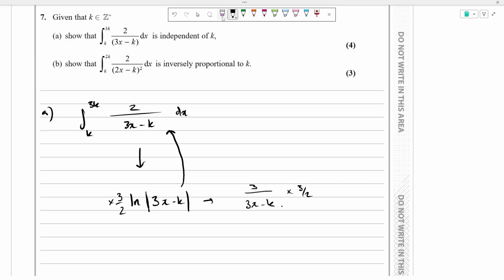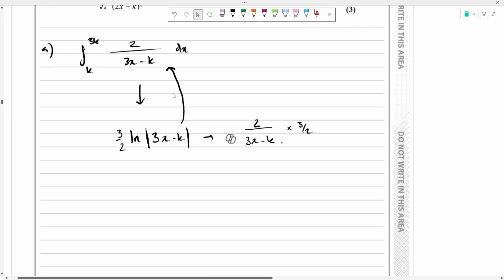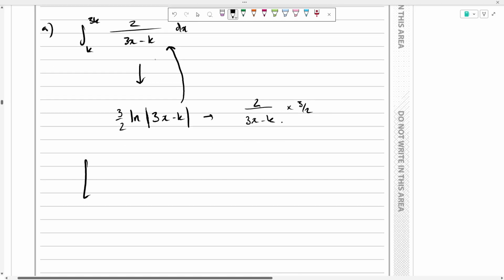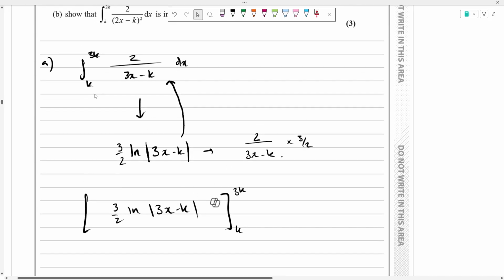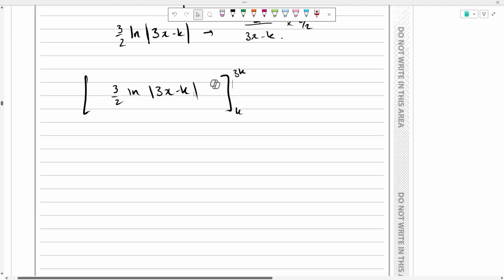You see that? So that means that this integral will be 2 on the numerator. Okay, so that is essentially the answer to this integral. The limits of 3 over 2 ln 3x minus k between k and 3k. That is our integral to part A.